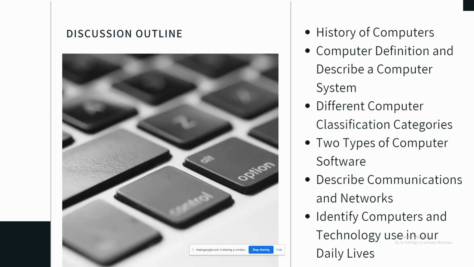Our discussion outline will be the following. So, about the history of the computers, the definition of describing a computer system, classification of different computer categories. We will also identify the types of computer software, define communication networks and its features, and also identify computers and technology in our daily lives.